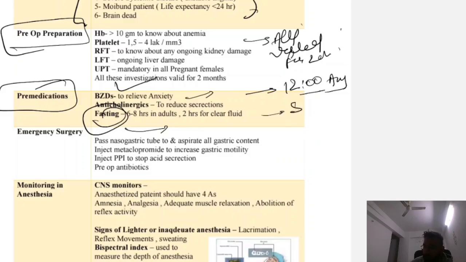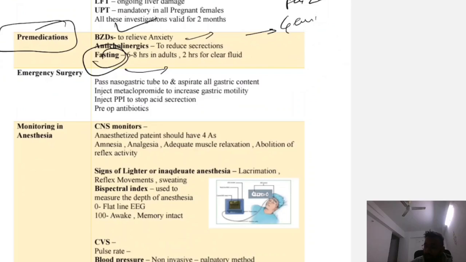Because if there is food content present in the stomach, then it could lead to aspiration pneumonia, because general anesthesia suppresses all the reflexes, so it could lead to aspiration pneumonia.